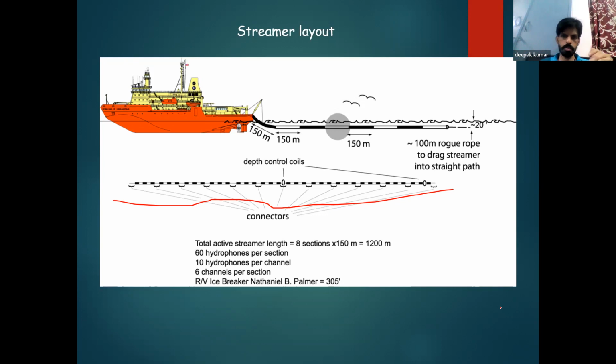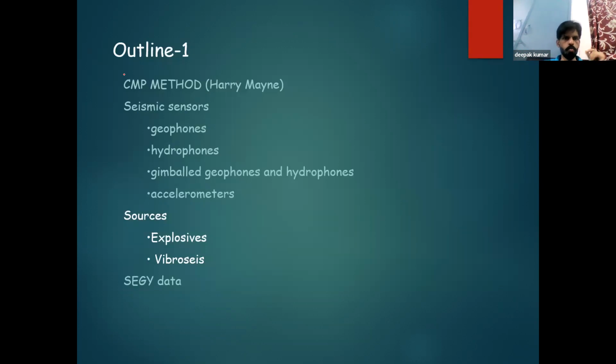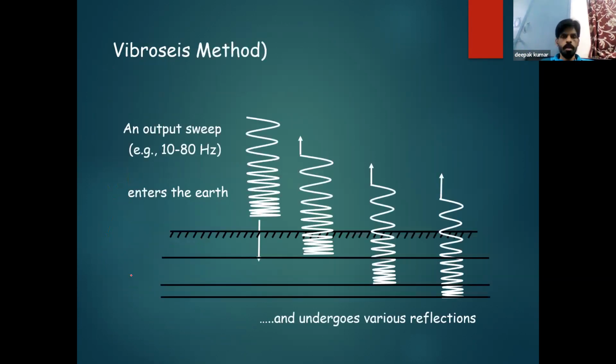So, moving on to the next slide. We completed all this, and now we'll go on to the sources. What kind of sources do we use? We have already talked about this in the first class itself. There are different sources used for active seismic surveys: vibroseis, thumper, and explosives for land surveys, and water gun and air gun for marine surveys.